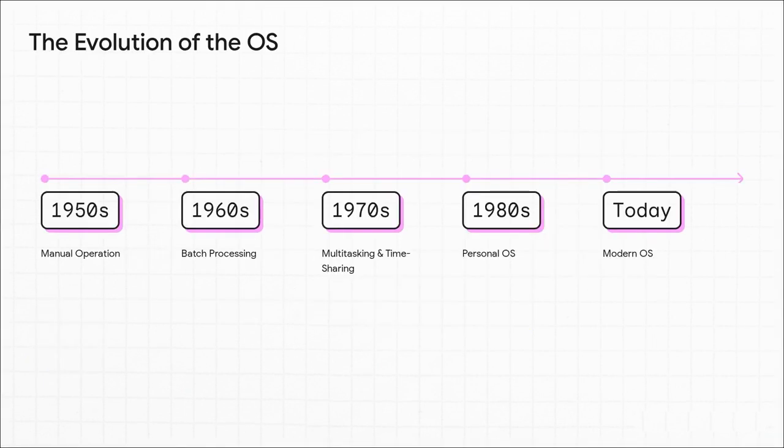And fixing that problem wasn't a one-shot deal. It was a journey that took decades. This timeline here is basically our map for this explainer. We're going to start in the slow, manual days of the 50s, and we'll walk through a whole series of really clever inventions that got us to the amazing systems we have in our pockets and on our desks today.